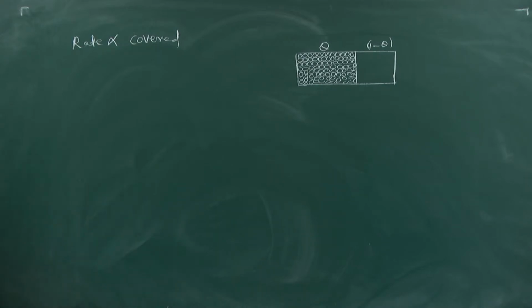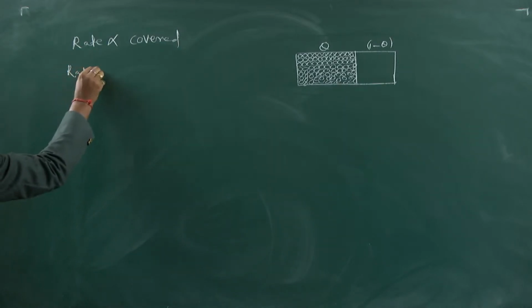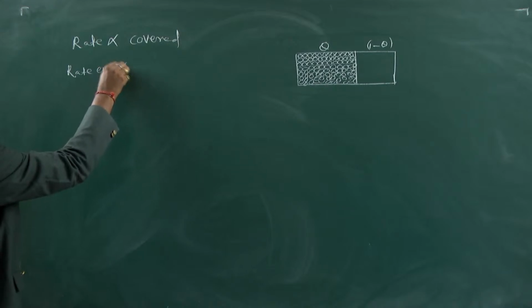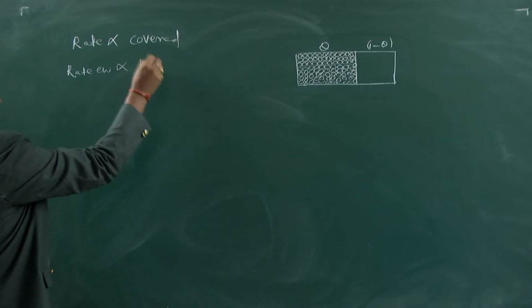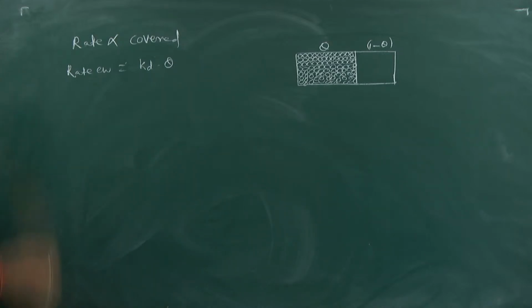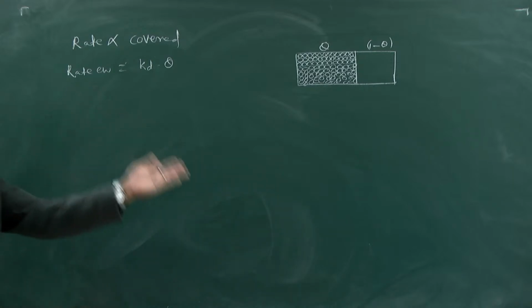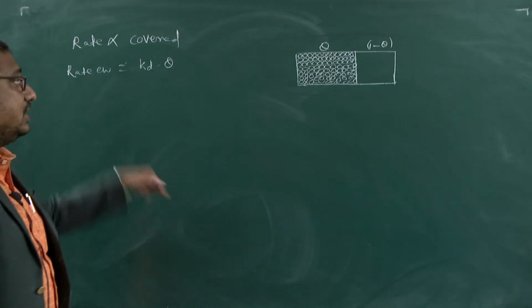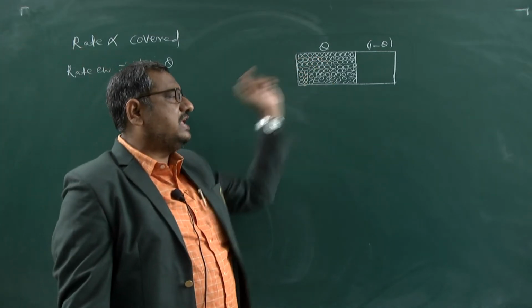So that is the reason rate of evaporation is equal to Kd into theta. Rate of evaporation is directly proportional to Kd into theta. Theta means the covered area. When evaporation takes place, D indicates dissociation, that is, desorption. We have to say D is also desorption. Evaporation means molecules escape from the surface. From where do they escape? Escape takes place from the covered area.